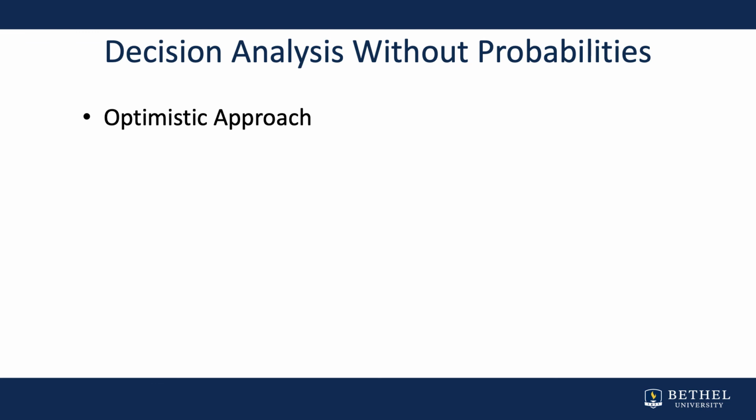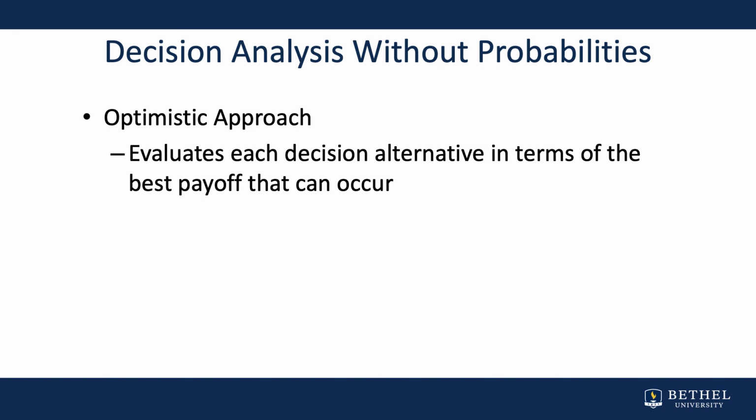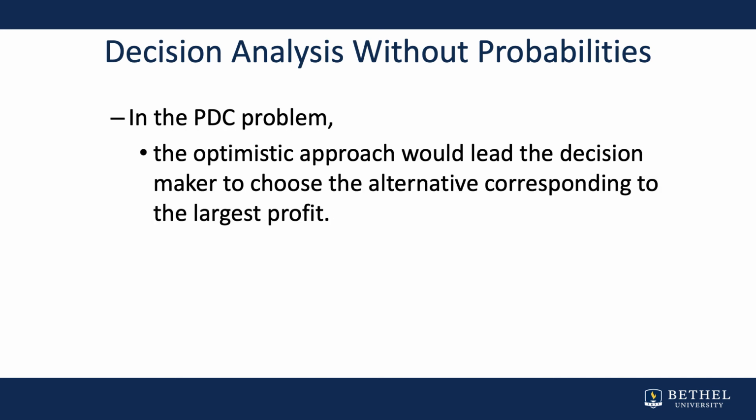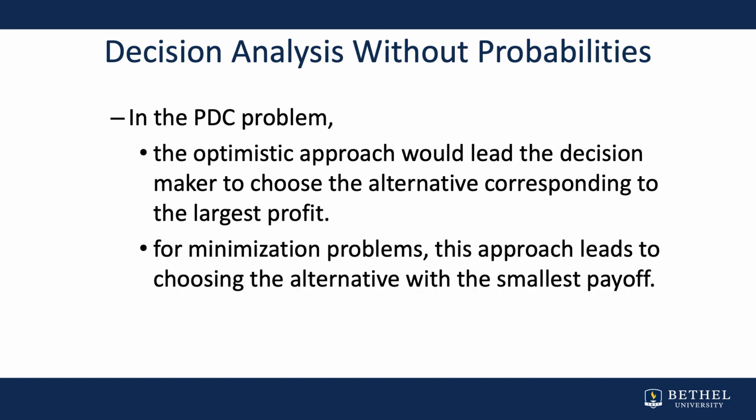One way to do it is to approach the problem optimistically and then pessimistically. So let's talk about the optimistic approach. The optimistic approach evaluates each decision alternative in terms of the best payoff that can occur. The decision alternative that is recommended is the one that provides the best possible payoff. So in the PDC problem, the optimistic approach would lead the decision maker to choose the alternative corresponding to the largest profit. For minimization problems, this approach leads to choosing the alternative with the smallest amount of payoff.